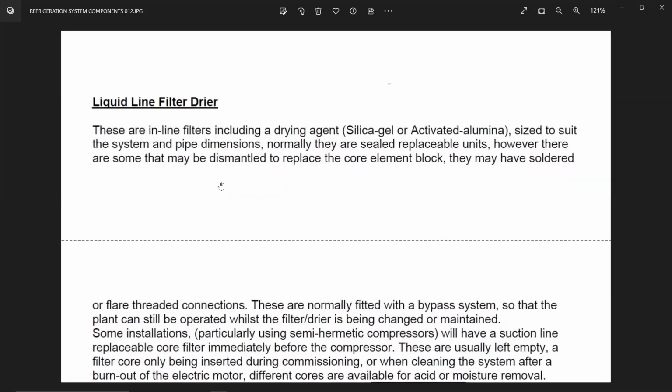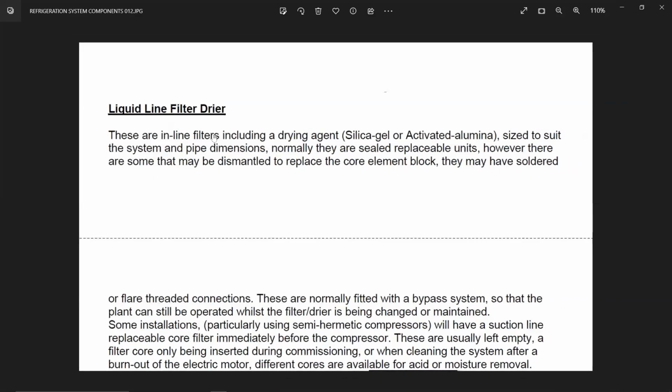Then liquid line filter dryer. These are inline filters including a drying agent, silica gel or activated alumina, sized to suit the system and pipe dimensions. Normally they are sealed replaceable units. However, there are some that may be dismantled to replace the core element block. They may have soldered or flare threaded connections.